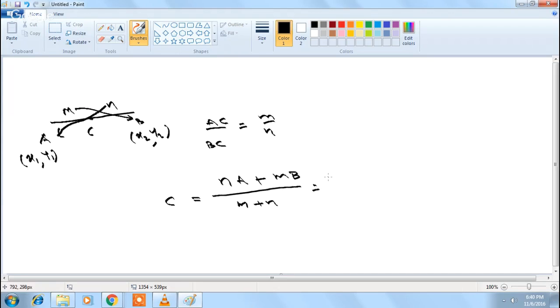Or in the point form, you can write (n x1 plus m x2) divided by (m plus n), and (n y1 plus m y2) divided by (m plus n). Right?